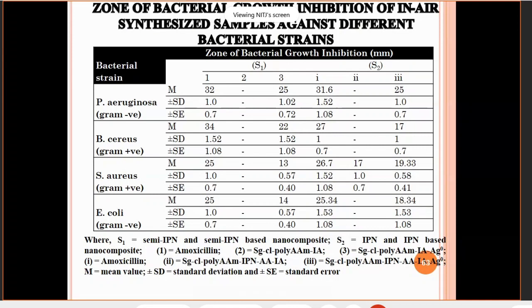These are some of the results which we could get, and these nanogel composites showed very good results. Here you find the results for amoxicillin, which was used as a standard, and this is the silver nanogel composite, and again this is the result for those of IPNs and amoxicillin, and this is the nanogel composites.